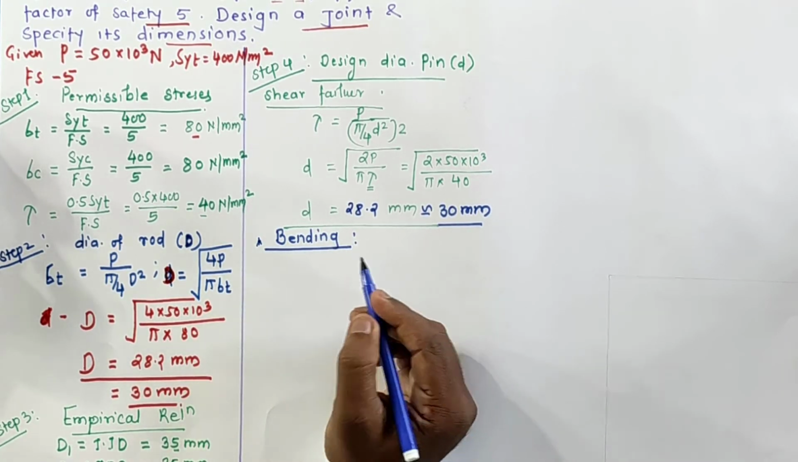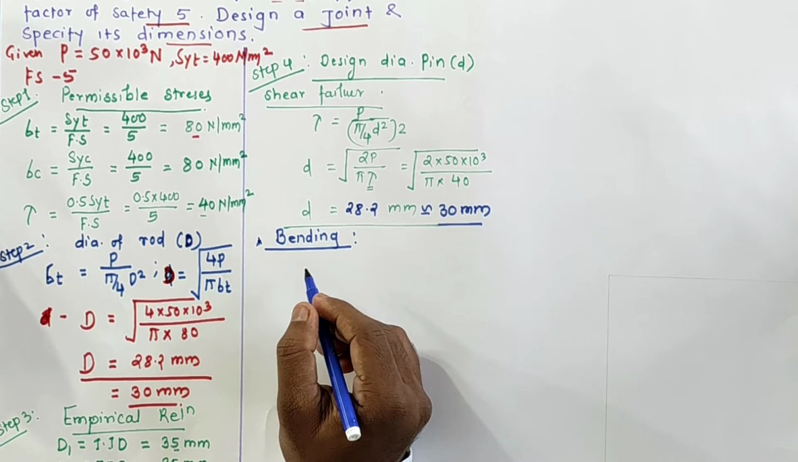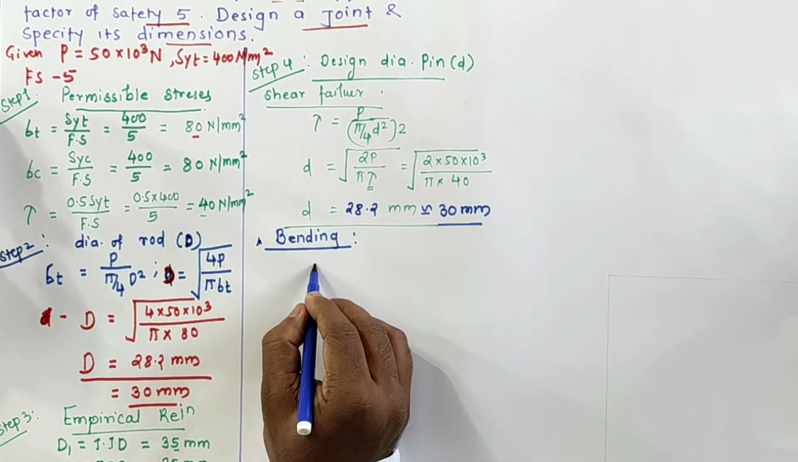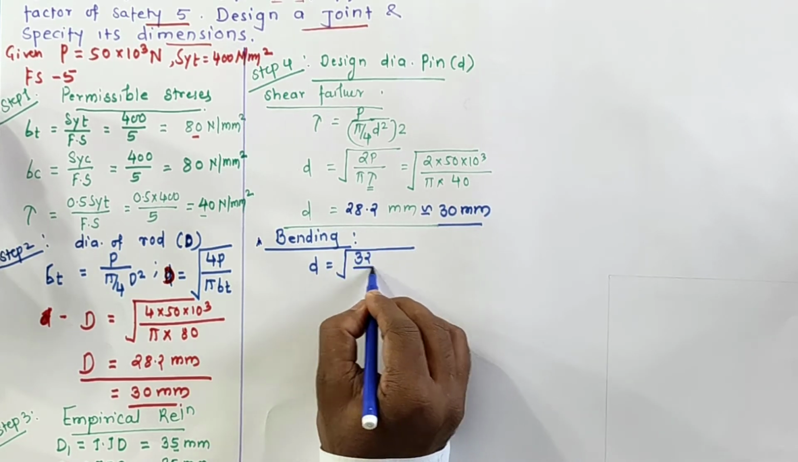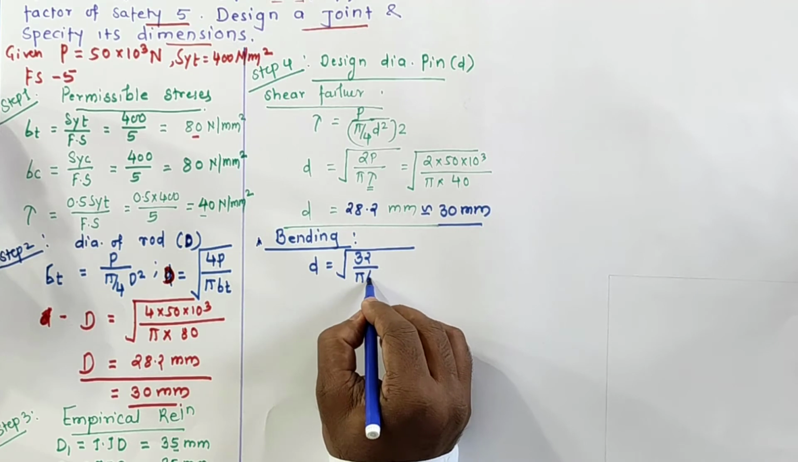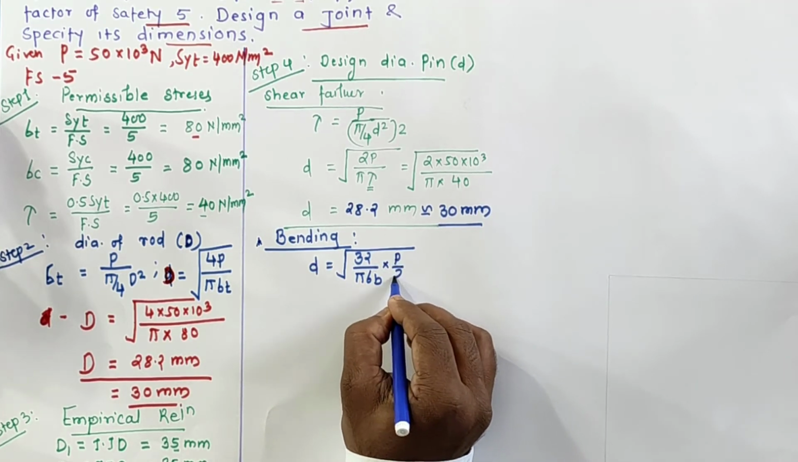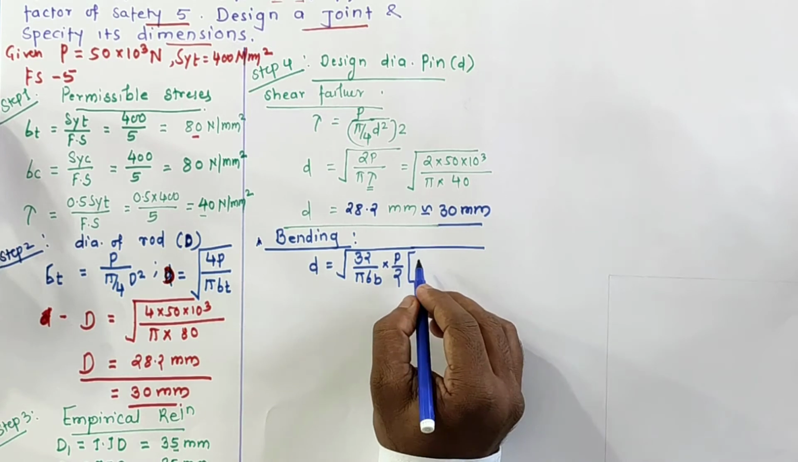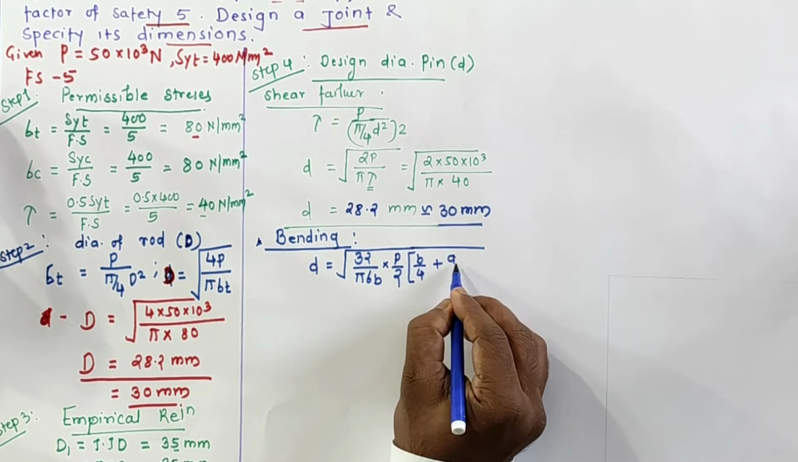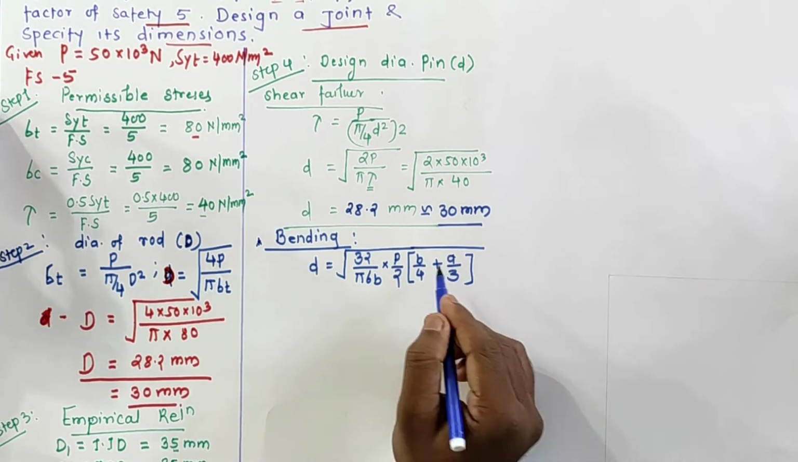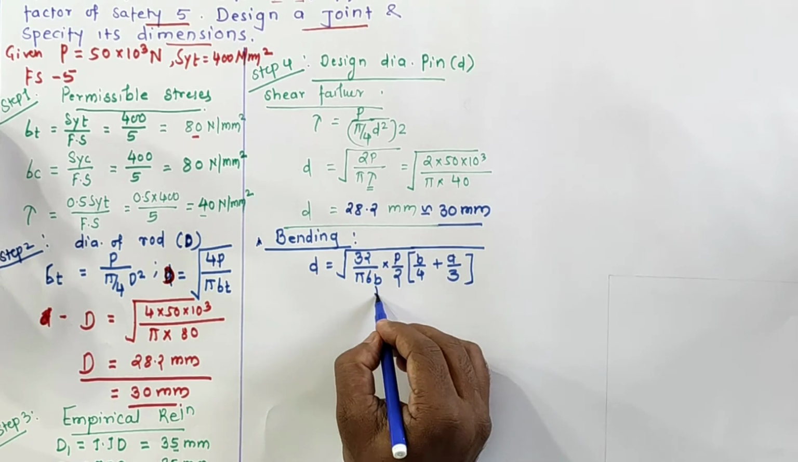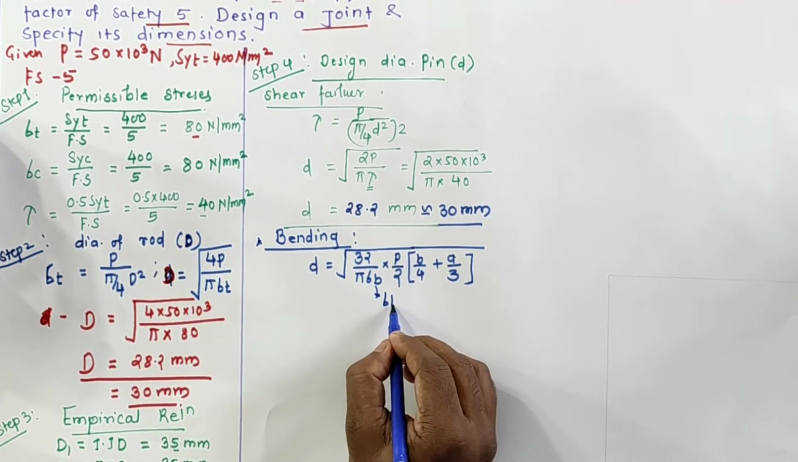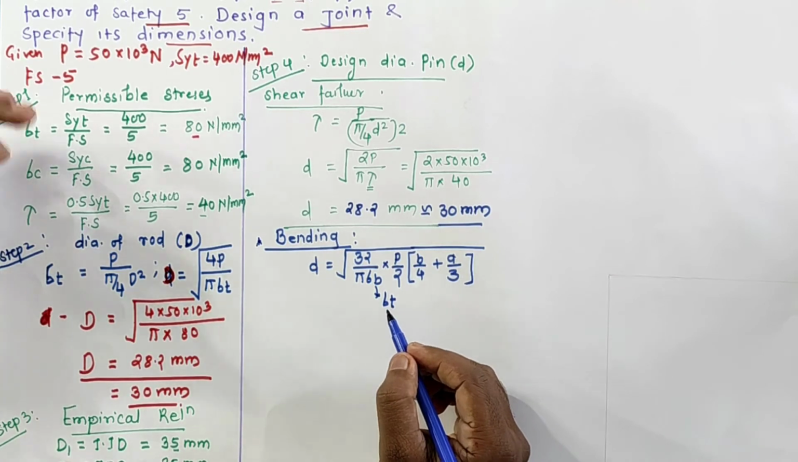From bending, we have seen the derivation, so I'll directly write the equation. D is equal to cube root of 32 by pi into sigma b into P by 2 in bracket 1/4 of B plus 1/3 of A. A and B we have calculated over here. P is known. Sigma b we have not calculated anywhere, so we'll have to take tensile stress. Remember this, we did the same thing in quarter joint also.